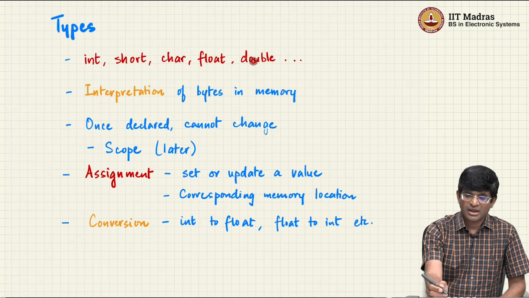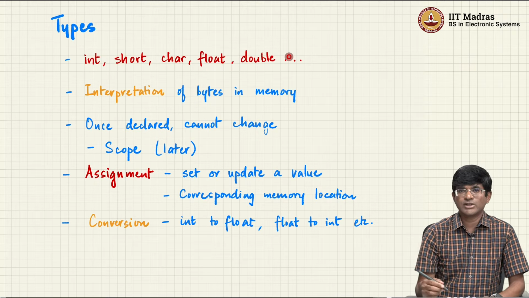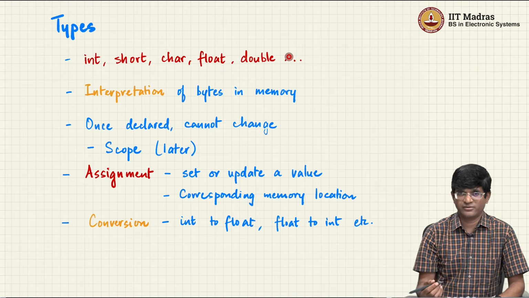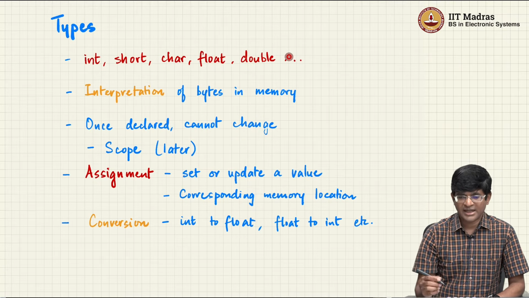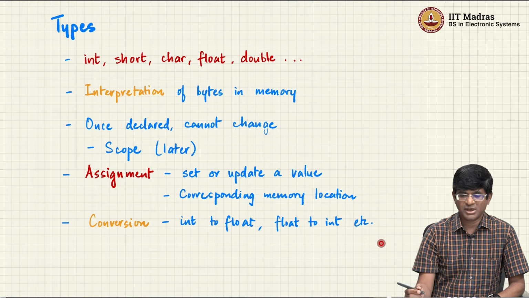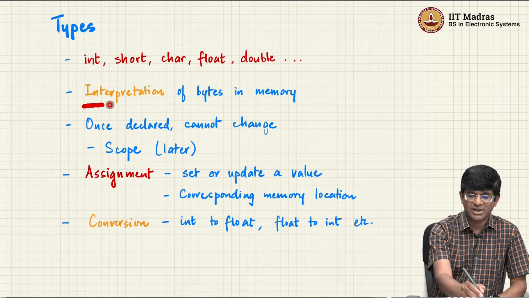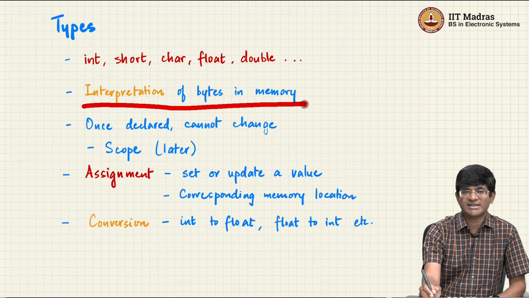Apart from that, you also have floats, doubles and so on. All of these refer to different kinds of numbers. Apart from numbers, you can also have other kinds of data types. The important part is that all of these are essentially just referring to some kind of interpretation of bytes that are stored in memory.